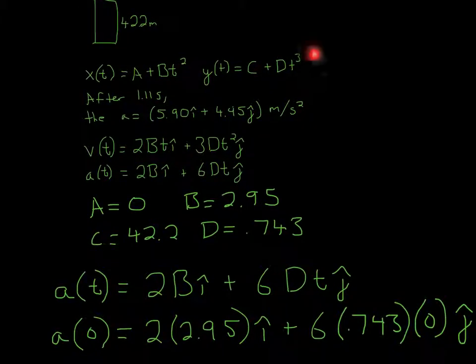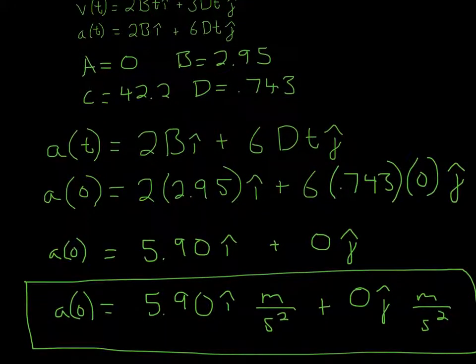So all I did here was just rewrite all the information known. I rewrote the constants, and I just rewrote the actual equation. I'm just going to plug in for B, which is right here, 2.95. And then over here, I'm going to plug in for D, 0.743. And then for T, I put 0 as time, because that's when it starts. So all this will multiply to get 0, and you'll have j hat.